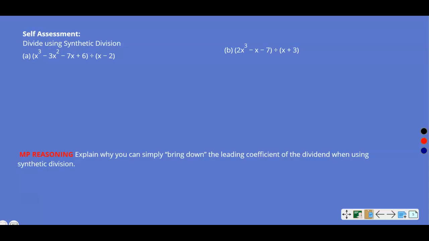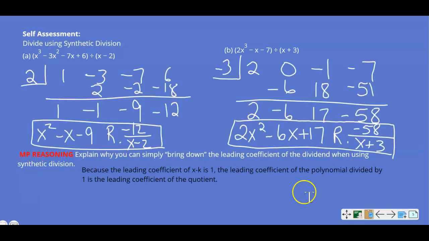So just pause the video, take a couple minutes, try to do these on your own, see if you understand synthetic division. All right, hopefully you took a few minutes to see if you can do synthetic division. And if you got this answer, you did it correctly. So for A part, x squared minus x minus 9, remainder -12. And B part, 2x squared minus 6x plus 17, remainder -58.